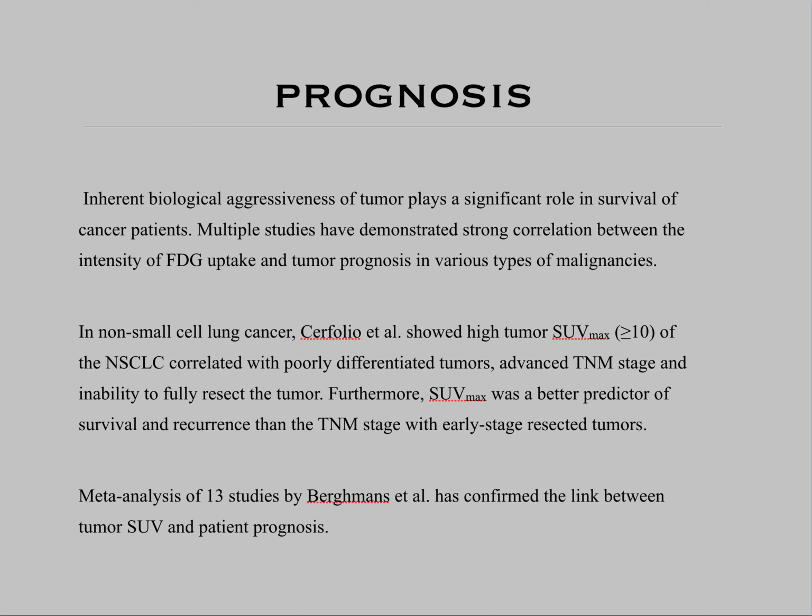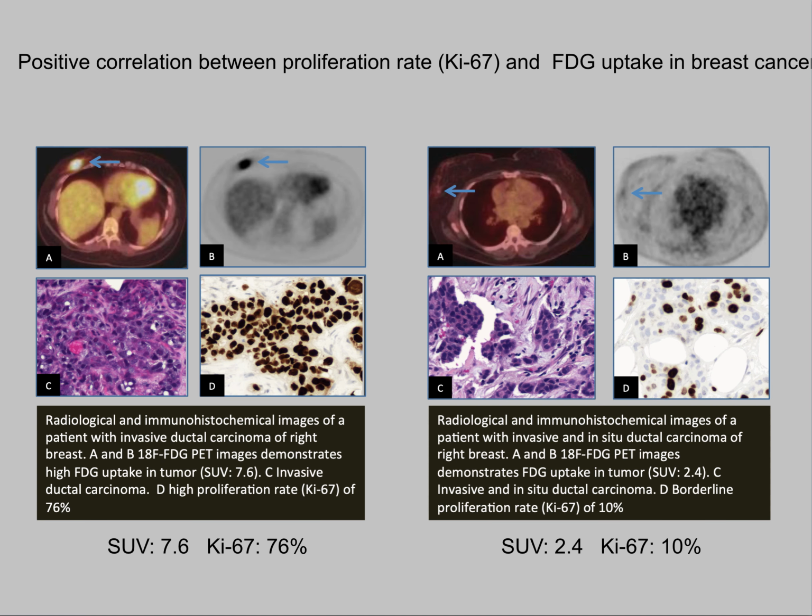This is an example with breast cancer, a patient on the left. This is an aggressive breast cancer with high proliferative index of 76%, and we can see high SUV max, the tumor is readily apparent. In the patient on the right, we see that the proliferative index is 10%, and the tumor is essentially not visible on the PET-CT. So the proliferative index correlates very well with SUV max and the tumor aggressiveness.